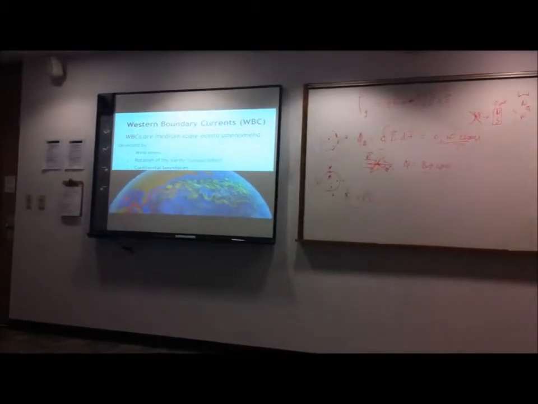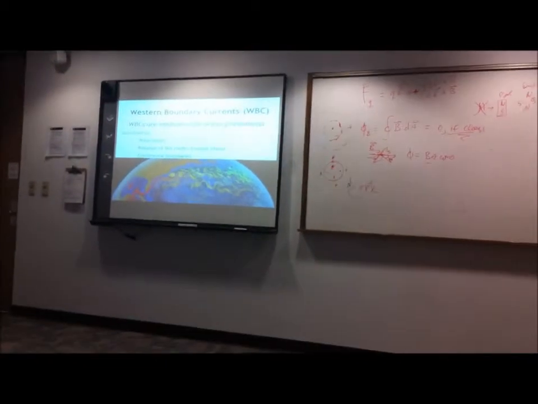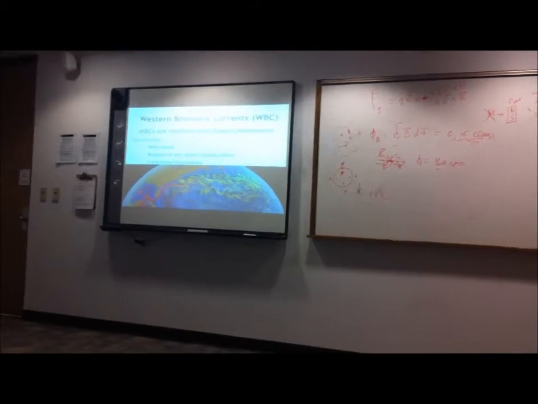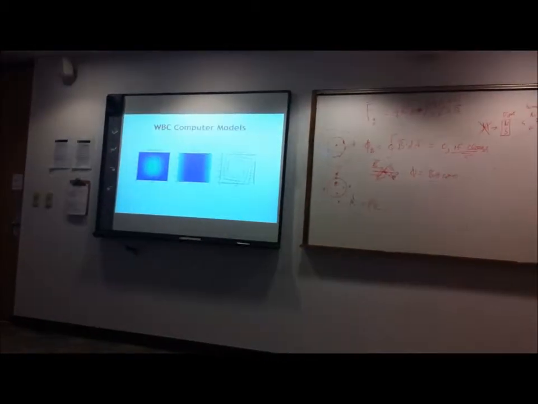What I will mostly be focusing on is western boundary currents, like the Gulf Stream current. These are medium scale ocean phenomena, and they are governed by wind stress, the rotation of the Earth, which is also known as the Coriolis effect, and continental boundaries.